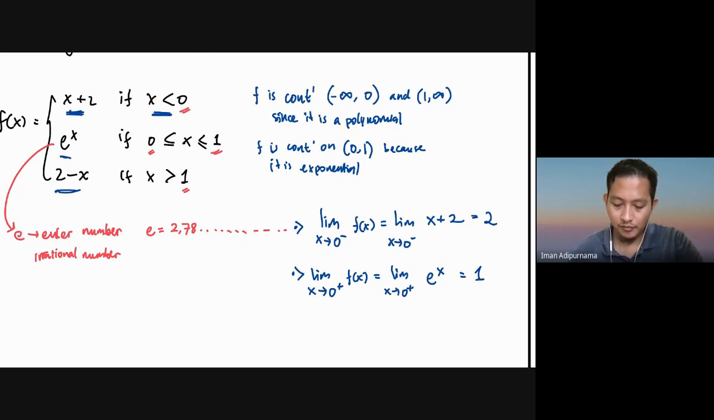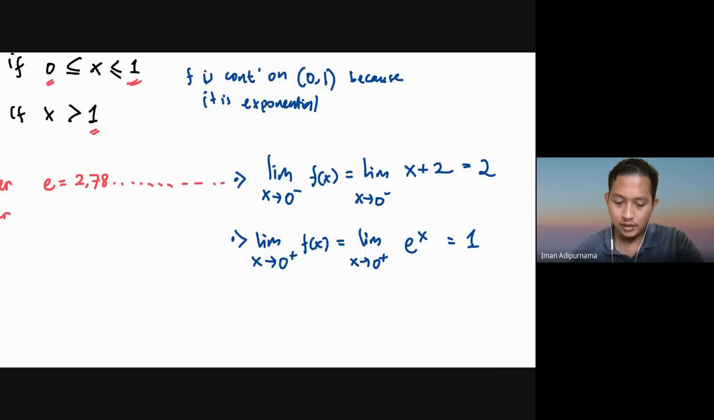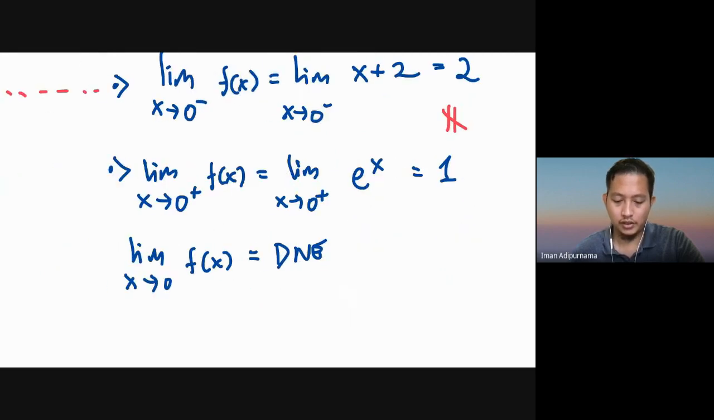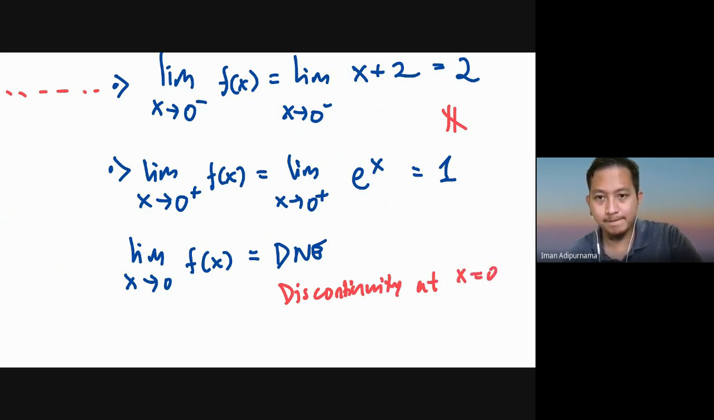Okay. So we observe here that it's not equal, right? So we can say that the limit as x approaches 0 does not exist. So we have a discontinuity at x equals 0.